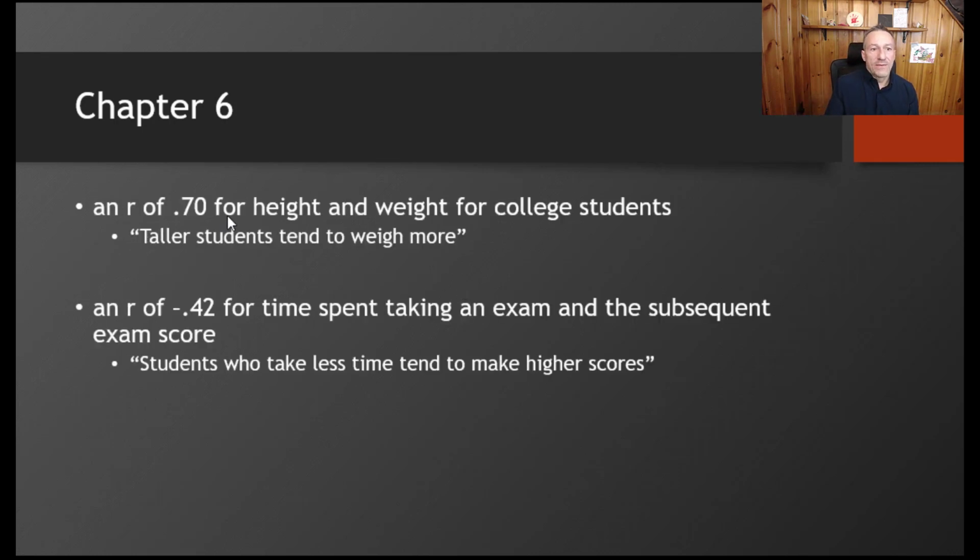An R of 0.70 for height and weight for college students. If you had that correlation, how could you describe that in words to someone else? One way you could say that is that taller students tend to weigh more. Makes perfect sense. An R of -0.42 for time spent taking an exam and their exam score. You could say in words that students who take less time on the test tend to make higher scores because they know the material, so they're able to go through it really quick.